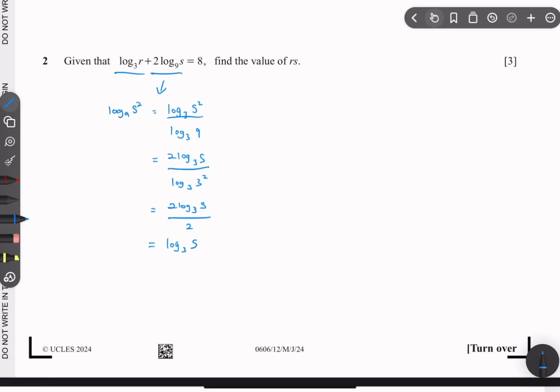Okay, now we insert this back into the equation. So for this part, you can use the laws of logarithms to make both sides of the equation have only one variable. And then rearrange. And RS should be 6561.